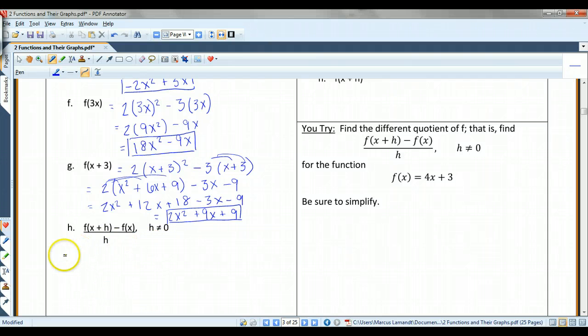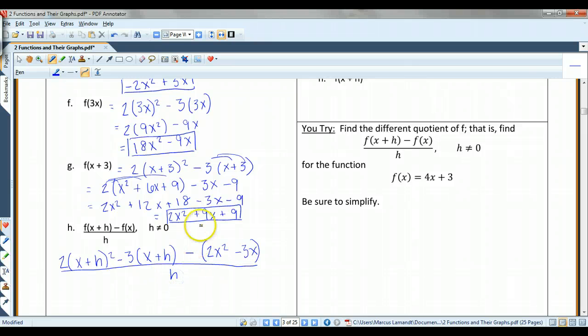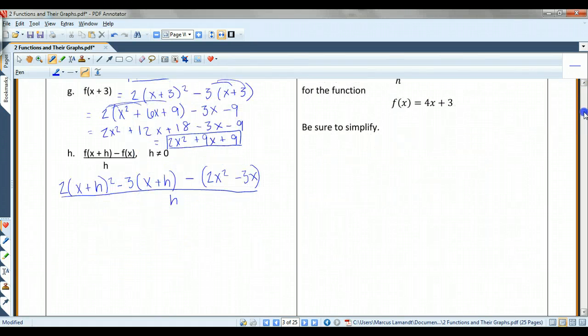Alright, here we go. f of x plus h minus f of x. So now we've got 2 times x plus h squared minus 3 times x plus h, minus 2x squared minus 3x. And make sure that negative is multiplied by everything in here. So what I'm going to do here is simplify and combine like terms.